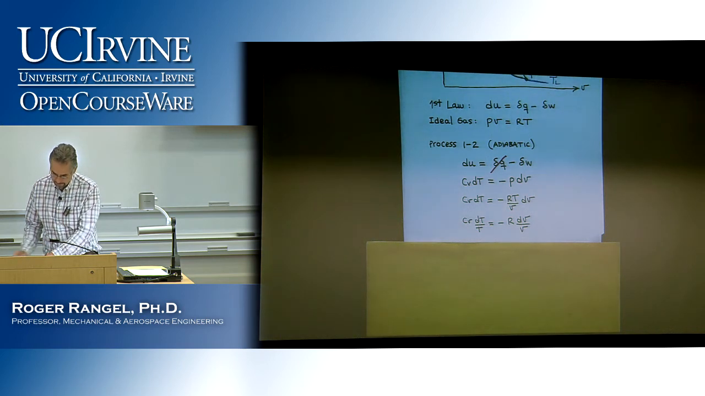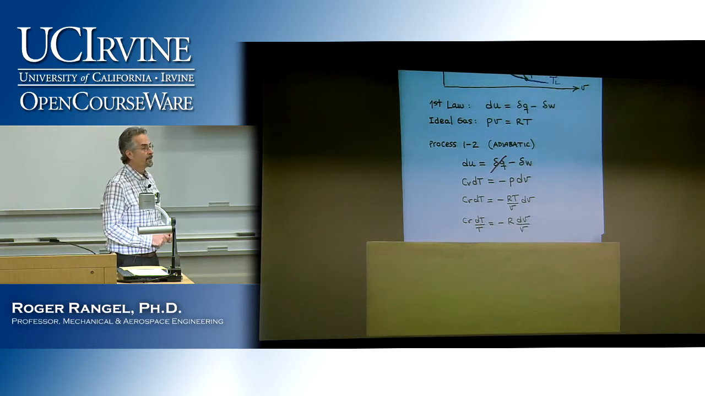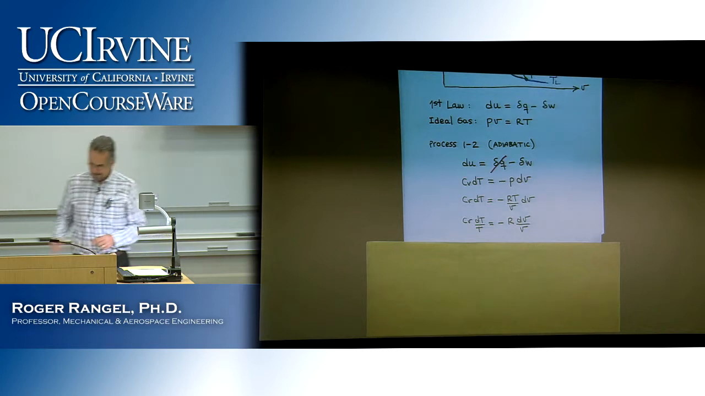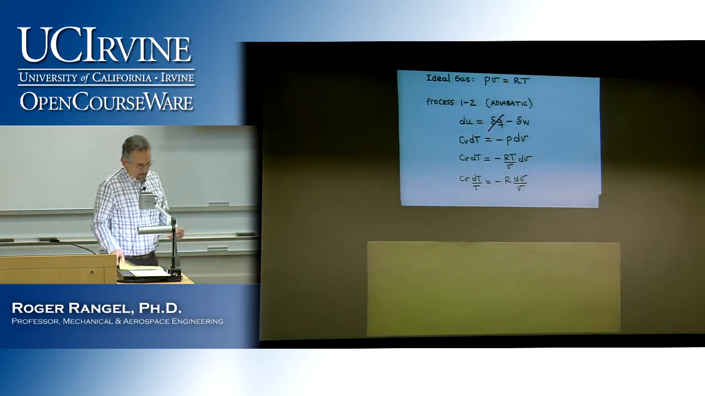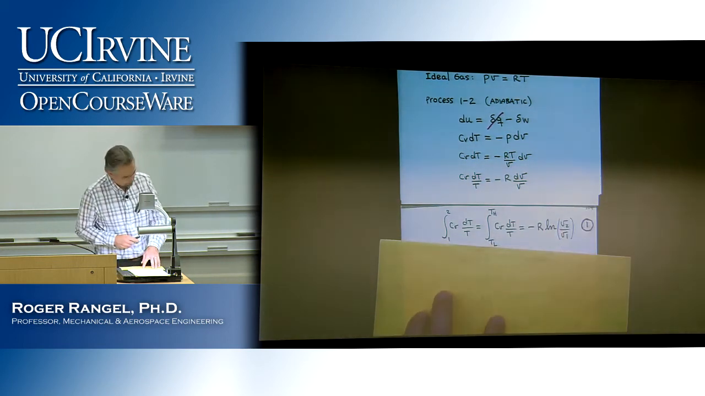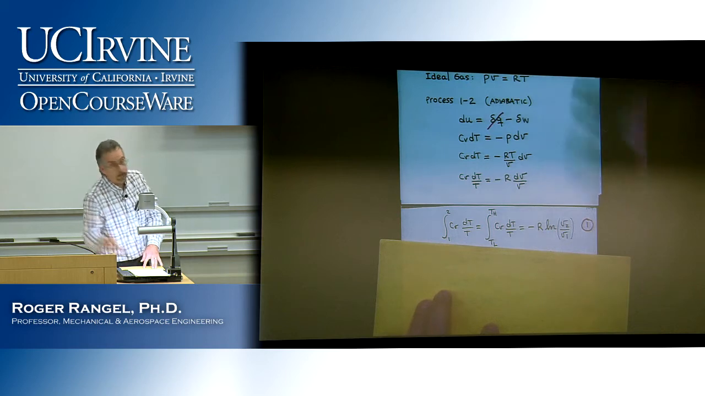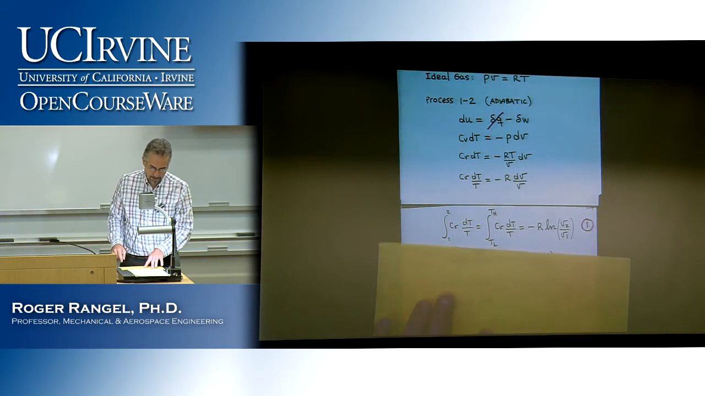What would be the next step? If you're following, what should I do next? Yep, integrate it, right? So integrate that from 1 to 2, because I'm following that process from 1 to 2. So integrate from 1 to 2, cv dt over t.